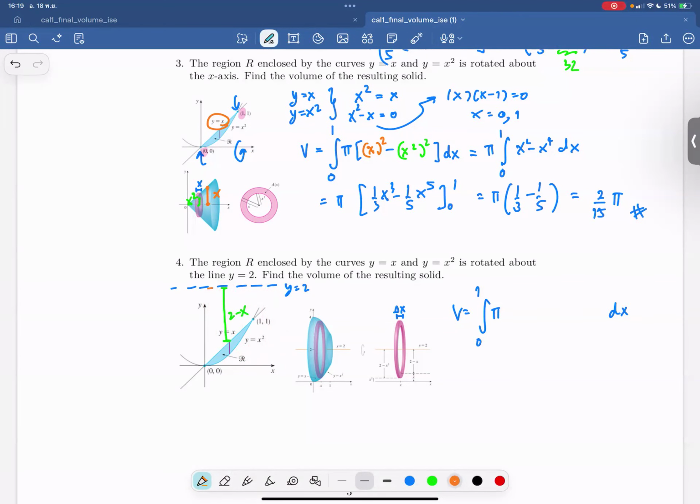So for the outer radius, it should be right here. Okay, and this one is x squared, right? But this one is 2, this one is x squared. So the orange should be 2 minus x squared. So the outer radius should be 2 minus x squared, the orange one, and then squared. And then minus the inner radius squared, which is 2 minus x, squared.